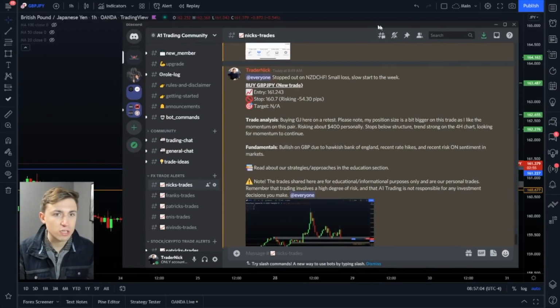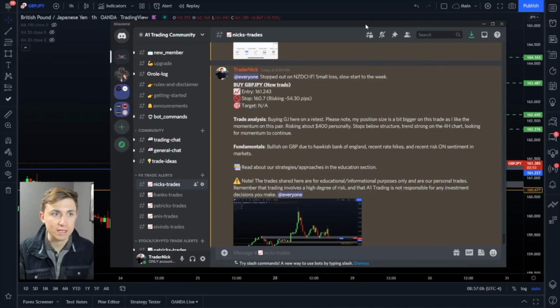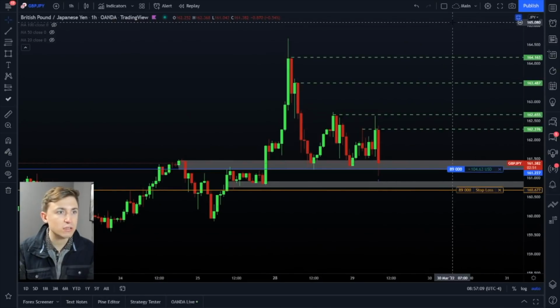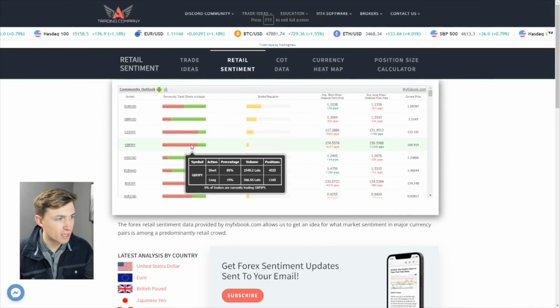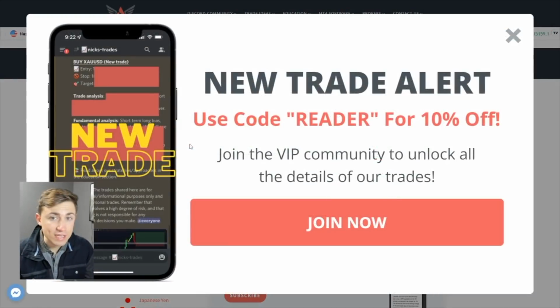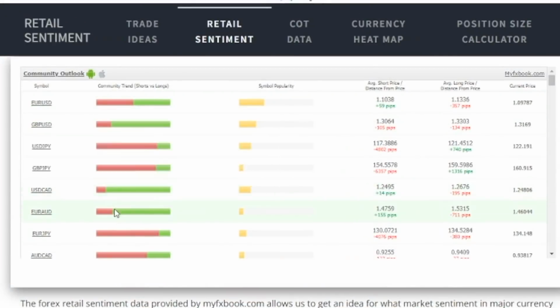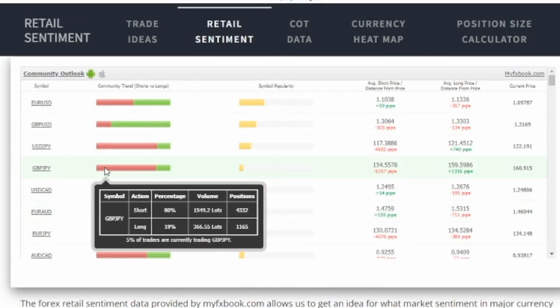Another thing that we could talk about here briefly is retail sentiment. So we'll take a look at retail sentiment here for a moment. Okay, so we're taking a look at retail sentiment, and check this out. What you can see is that 80% of retail traders are actually short on this market, meaning that as this thing has trended higher, there's been aggressive sell pressure by retail traders.